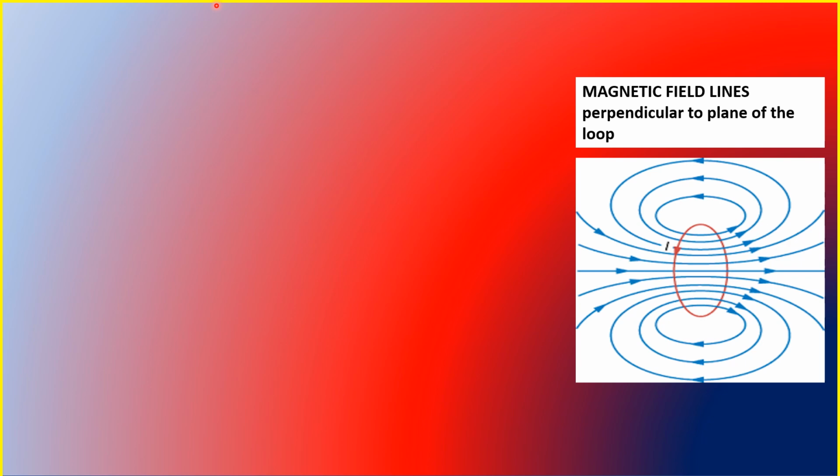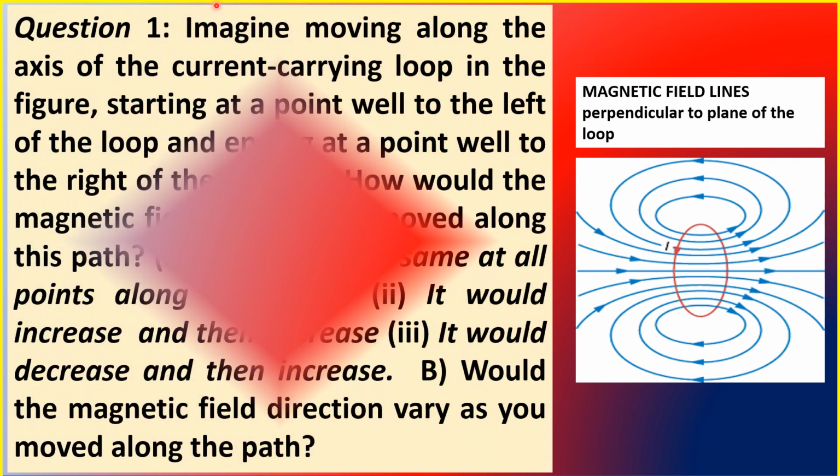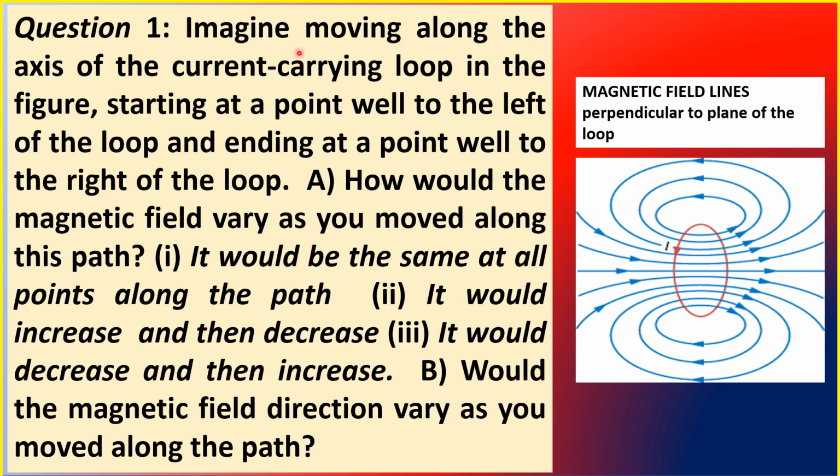Question number 1. Imagine moving along the axis of the current carrying loop in the figure, starting at a point well to the left of the loop and ending at a point well to the right of the loop. Question letter A. How would the magnetic field vary as you move along this path?